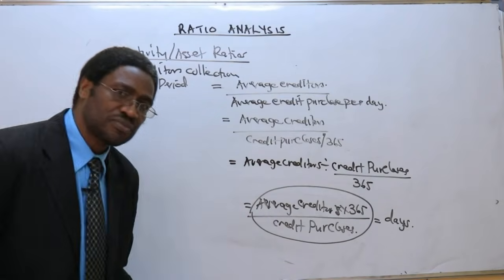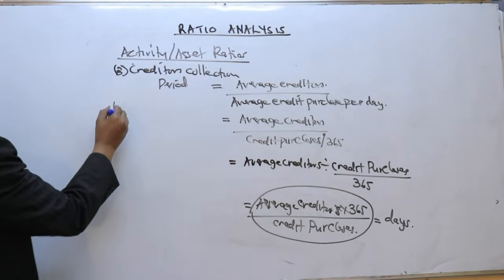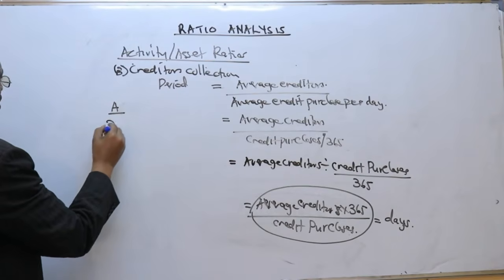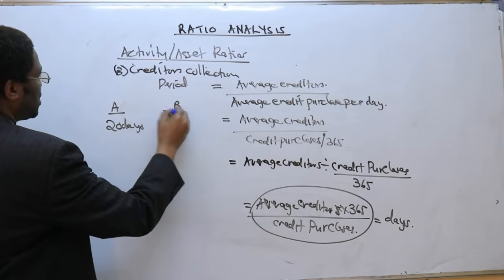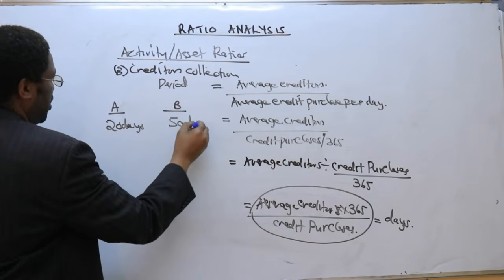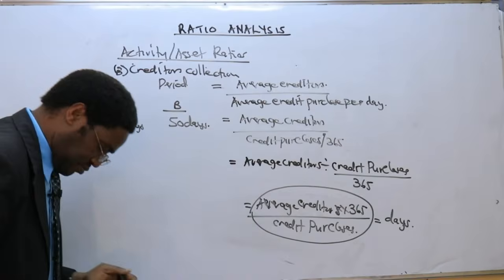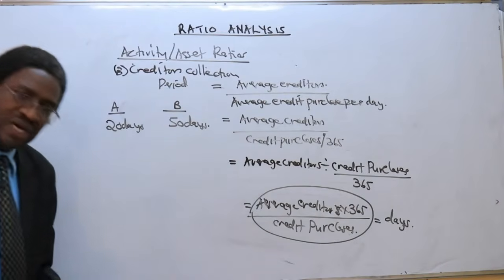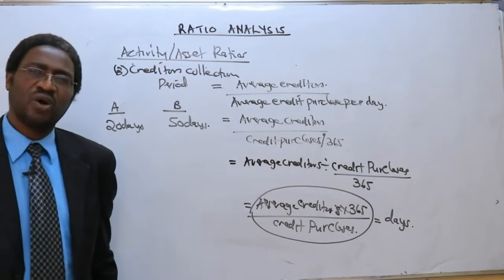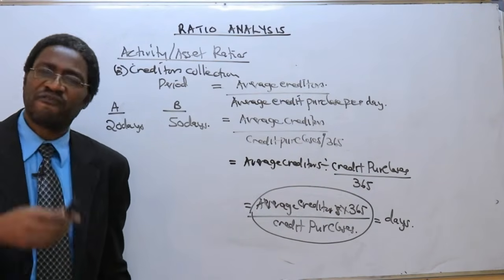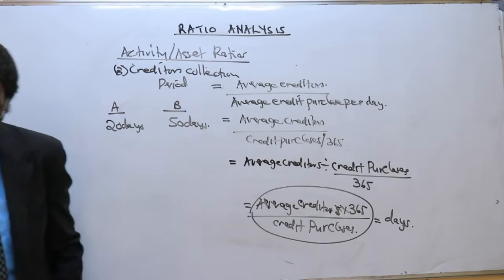Now, tell me this: company A takes 20 days to pay their creditors, while company B takes 50 days to pay their creditors. Which company is better?